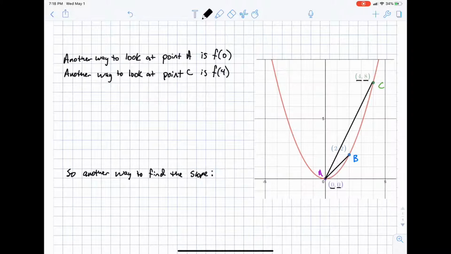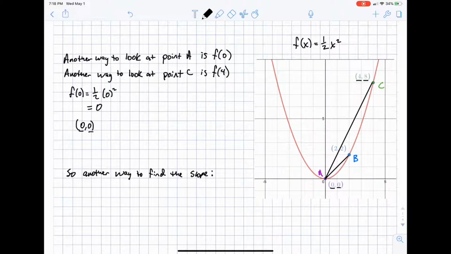Now, another way to look at point A is to look at it as the function where x is equal to 0. So let me show you what that looks like. Remember that our function f of x was equal to 1/2 x squared for that parabola. So f of 0, what does that mean? Well, that means anywhere in my original function that I find an x, I'm going to replace with the 0. So 1/2 of 0 squared ends up being 0. So notice that we do get that point 0, 0, where the input is 0 and the output is 0.